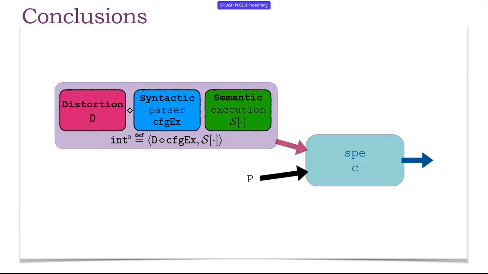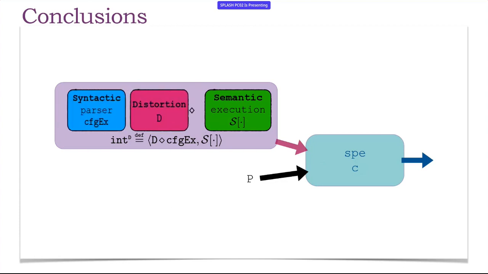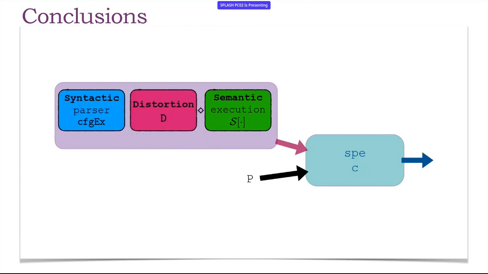The limitation of this work is that it is built only for obfuscation working on the transformation of the code, so on syntactic transformation. And so the idea could be in the future to understand whether we can use distortion, instead of using it on top of the parser, to distort the semantic execution, and to see whether this allows us to handle also dynamic obfuscation techniques, such as those based on self-modifying code.